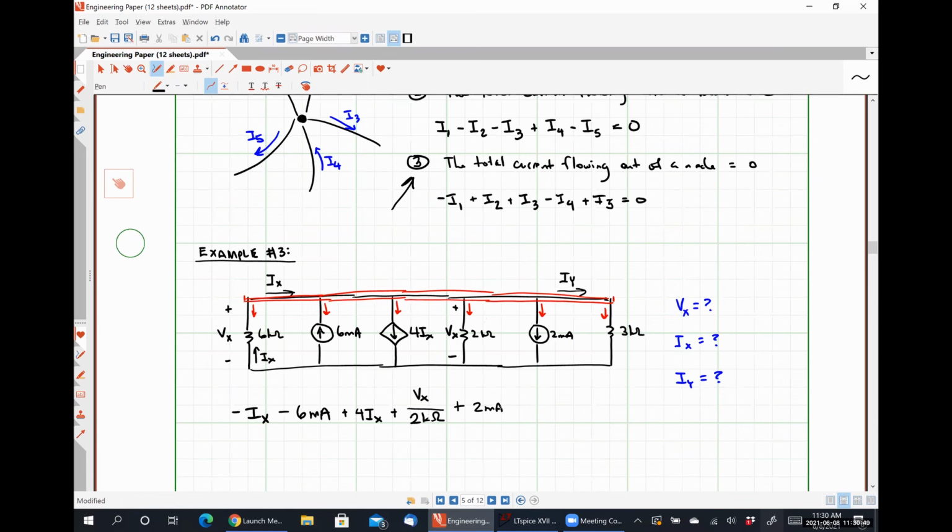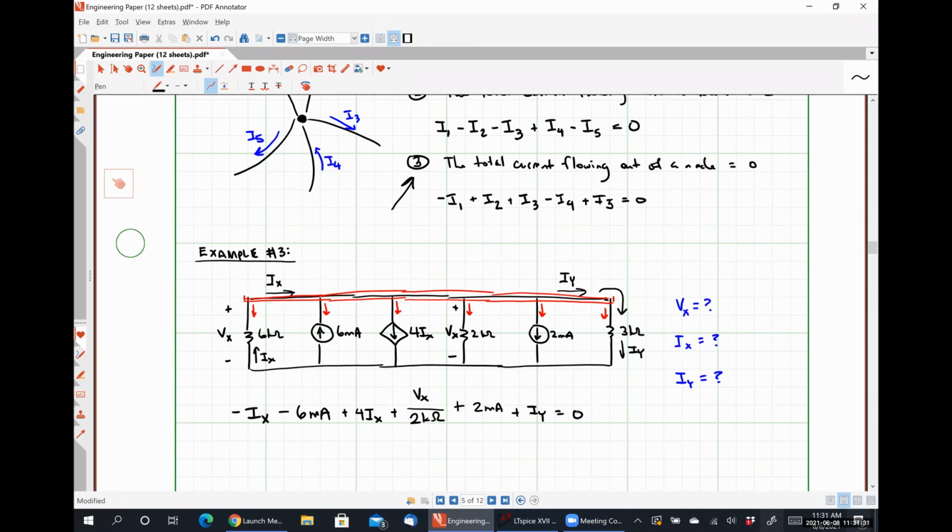And for the current flowing down through our 3 kilo ohm resistor, how does that relate to the current Iy? Will it be positive Iy or negative Iy? Positive Iy, right? So as we follow Iy around its path, it winds up flowing down through the 3 kilo ohm resistor, which is in the same direction as our reference. So plus Iy is equal to 0.